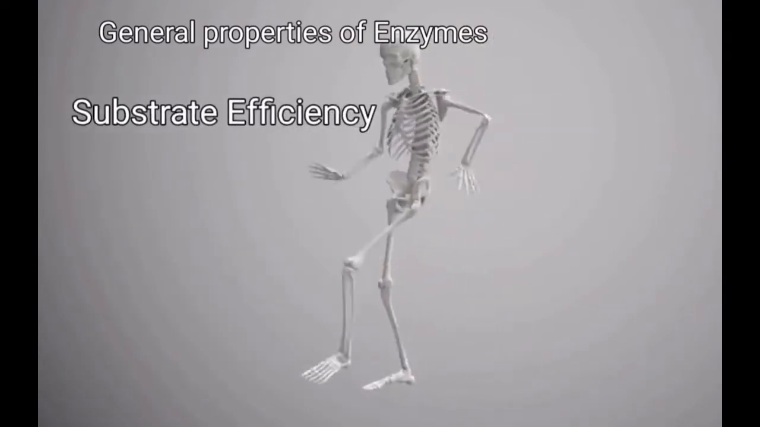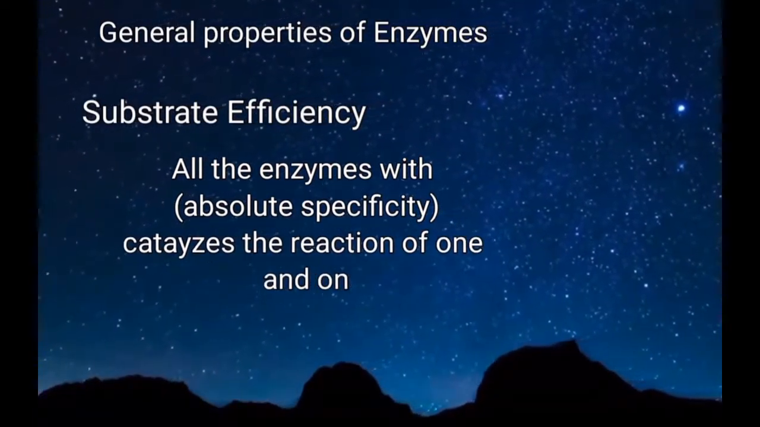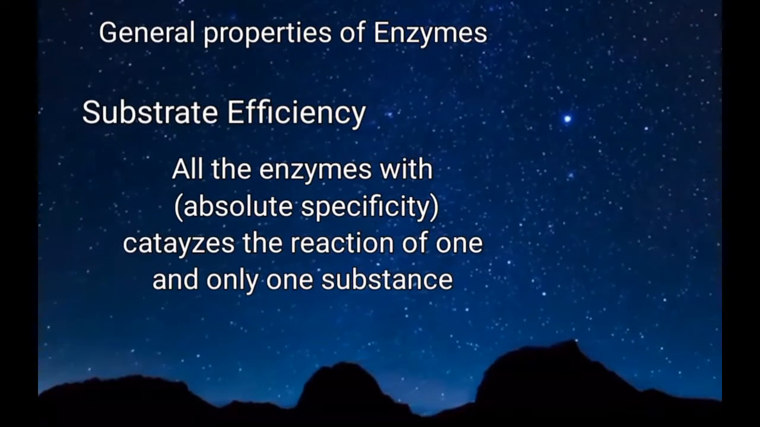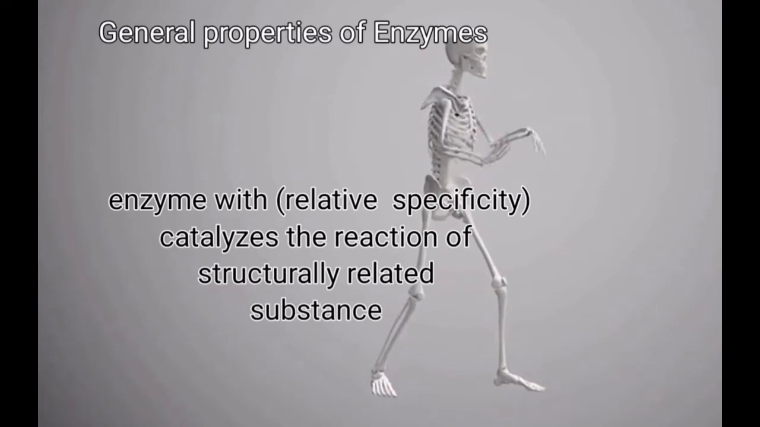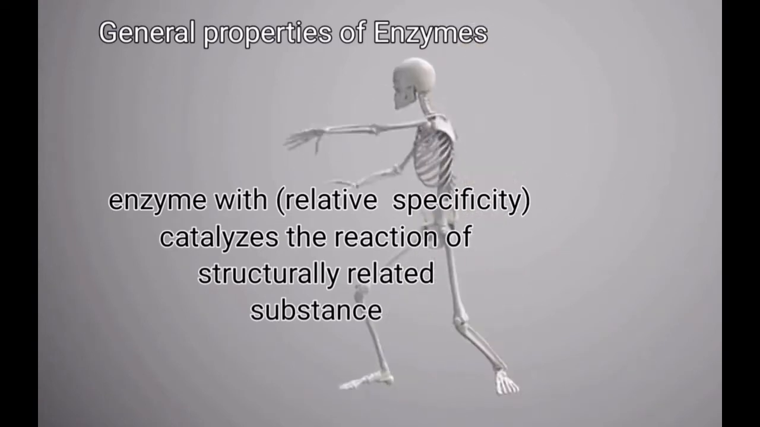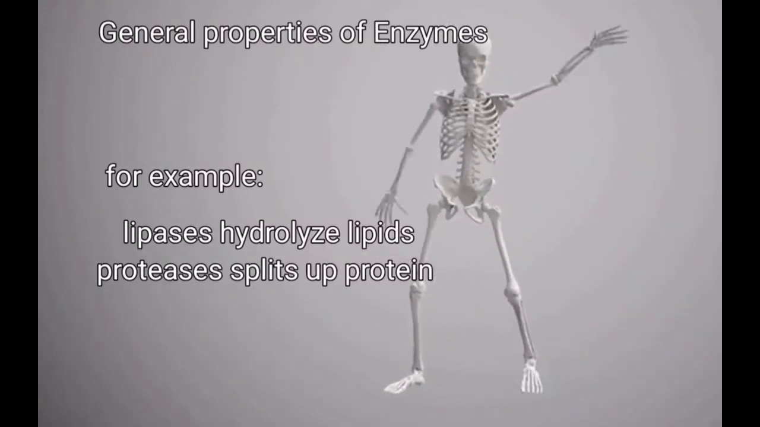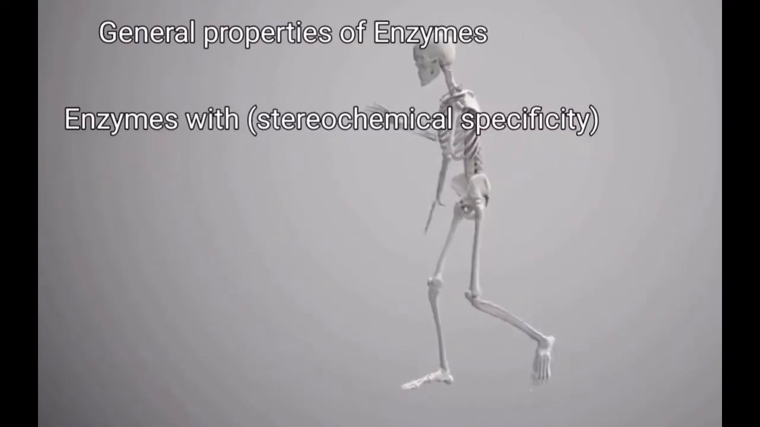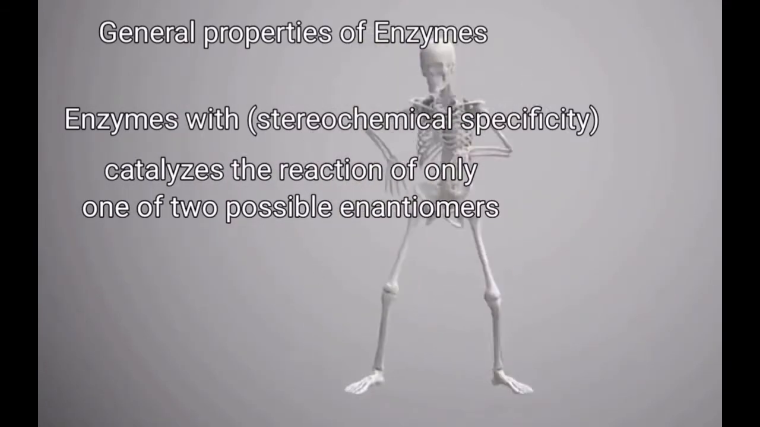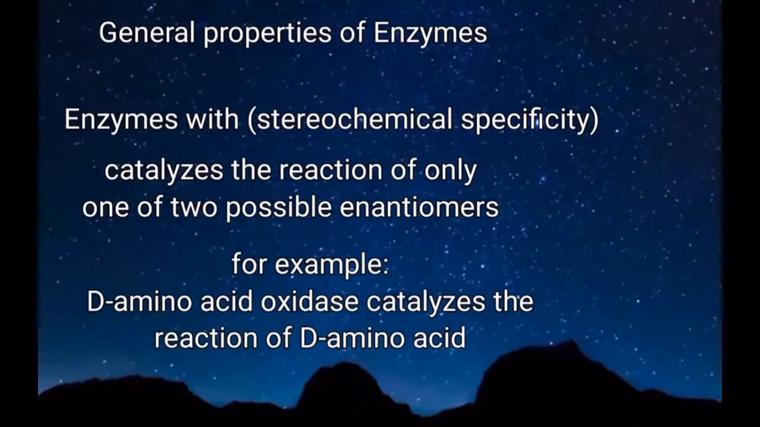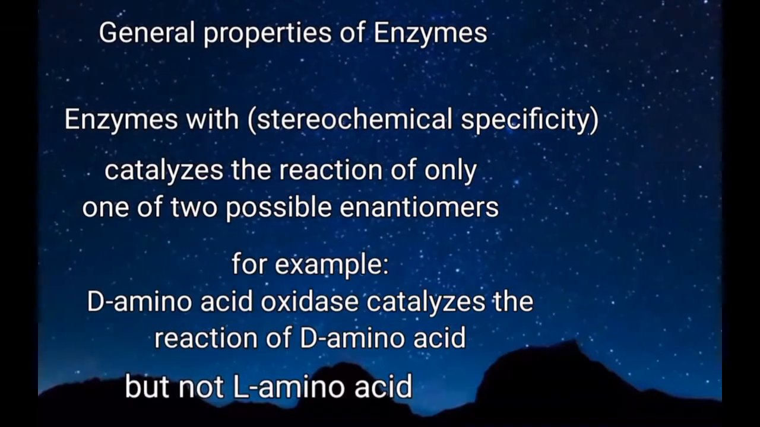And the fourth property of enzymes is substrate specificity. Enzymes with absolute specificity catalyze the reaction of one and only one substance. And enzymes with relative specificity catalyze the reaction of structurally related substances. Let me give you some examples. Lipases hydrolyze lipids, proteases split up proteins, and an enzyme with stereochemical specificity catalyzes the reaction of only one of two possible enantiomers. For example, D-amino acid oxidase catalyzes the reaction of D-amino acids but not the reaction of L-amino acids.